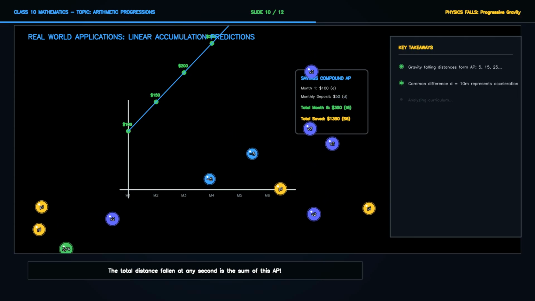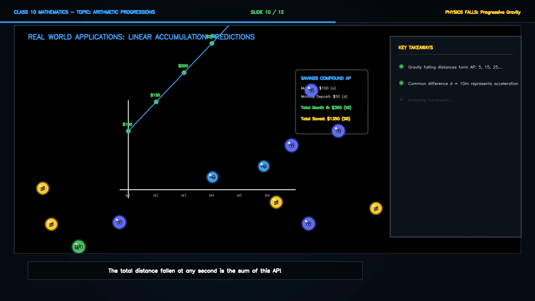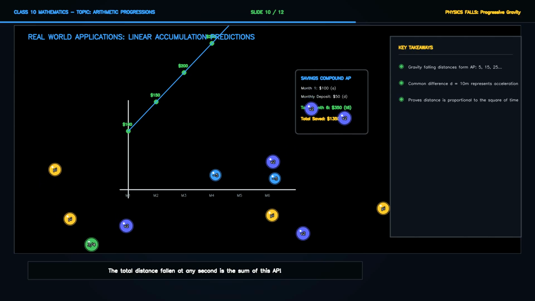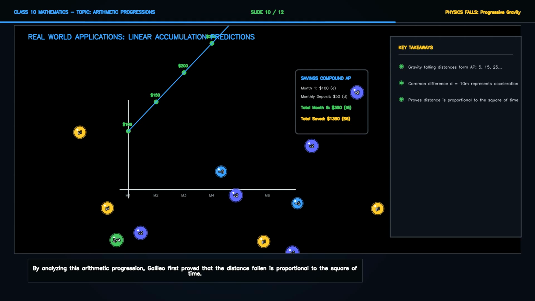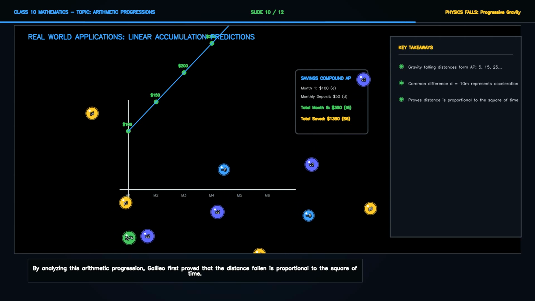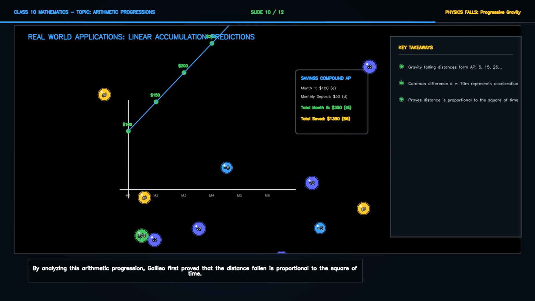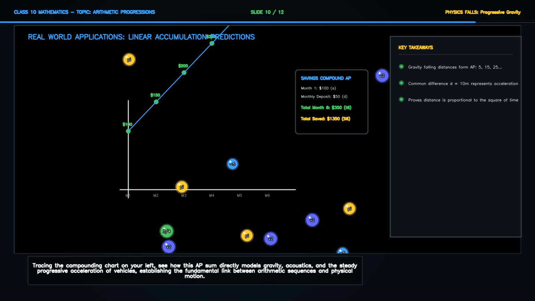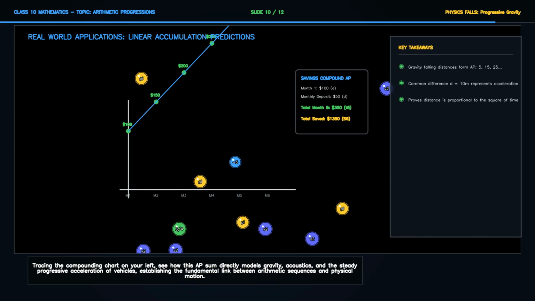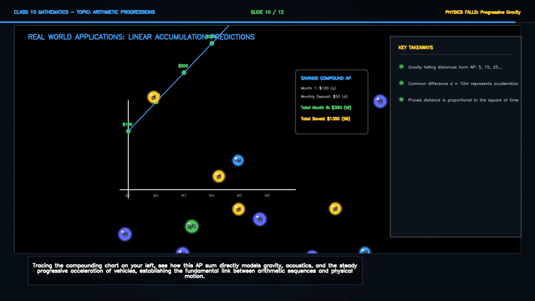By analyzing this arithmetic progression, Galileo first proved that the distance fallen is proportional to the square of time. Tracing the compounding chart on your left, see how this AP sum directly models gravity, acoustics, and the steady progressive acceleration of vehicles, establishing the fundamental link between arithmetic sequences and physical motion.